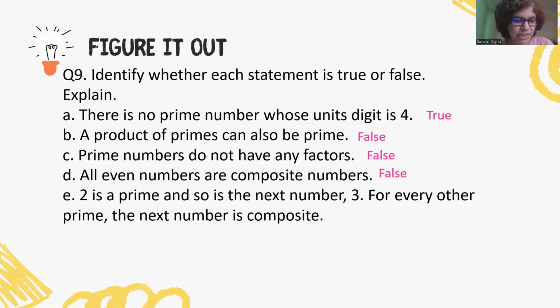The last question is, 2 is a prime and so is the next number 3. For every other prime, the next number is composite. This statement is true because 2 is the only even prime number, and all the others are odd. So every odd number has an even number after it. So it satisfies the statement.